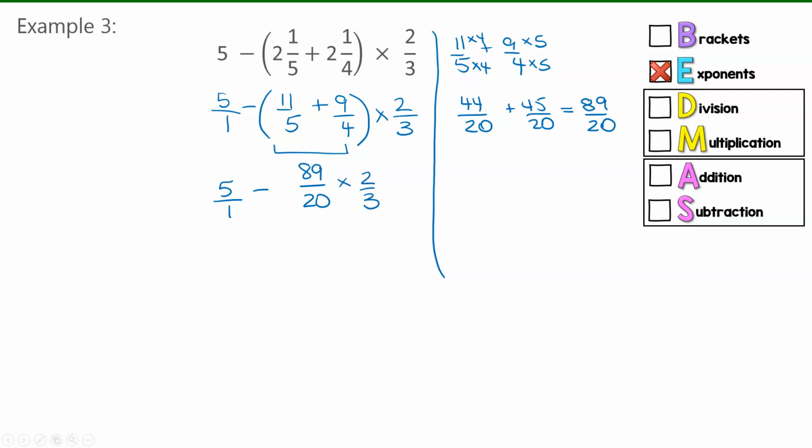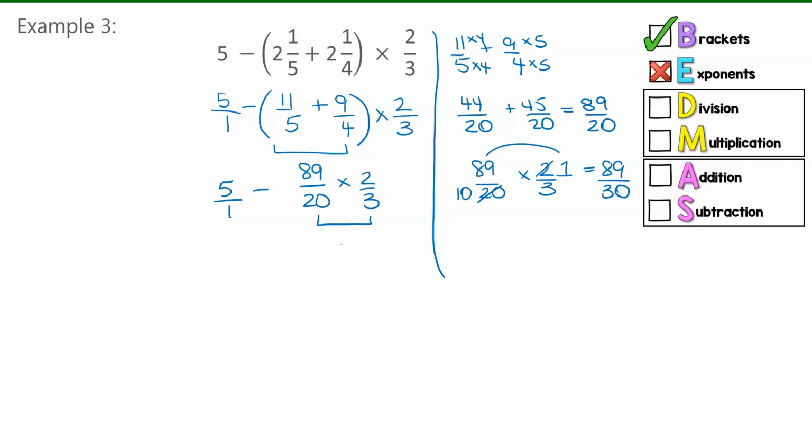So brackets are complete. Now I look for division and multiplication. I do see multiplication. So that's going to be the next step in my problem. 89 over 20 times 2 over 3. So I'm going to use cross cancellation first. For 2 and 20, 2 fits into both of those. 2 fits into 2 once. 2 fits into 20 10 times. Now I multiply my numbers. So 89 times 1 is 89, and 10 times 3 is 30.